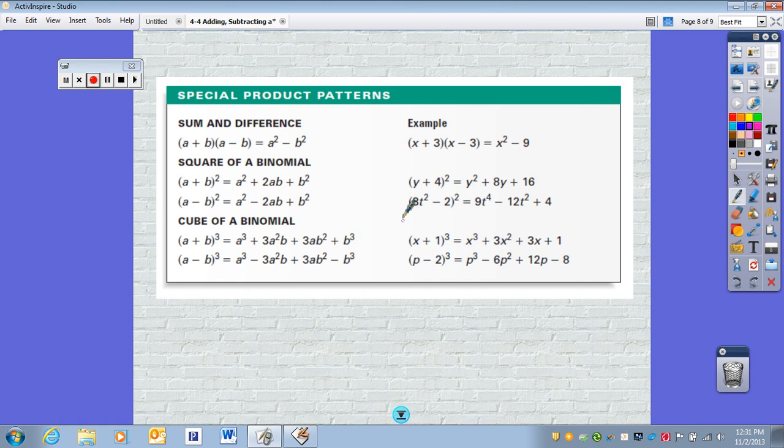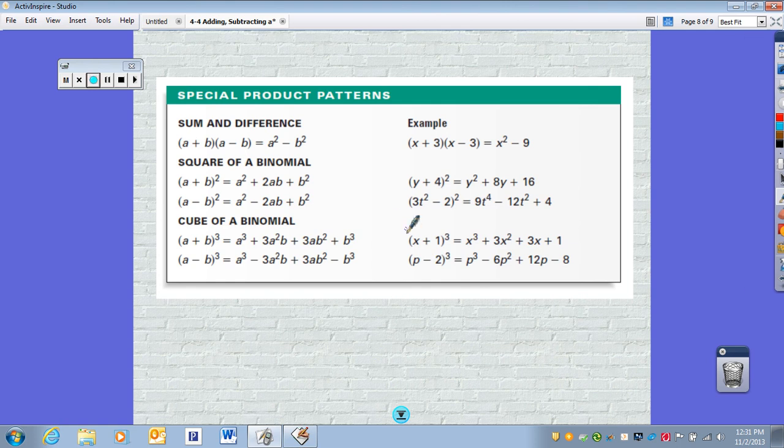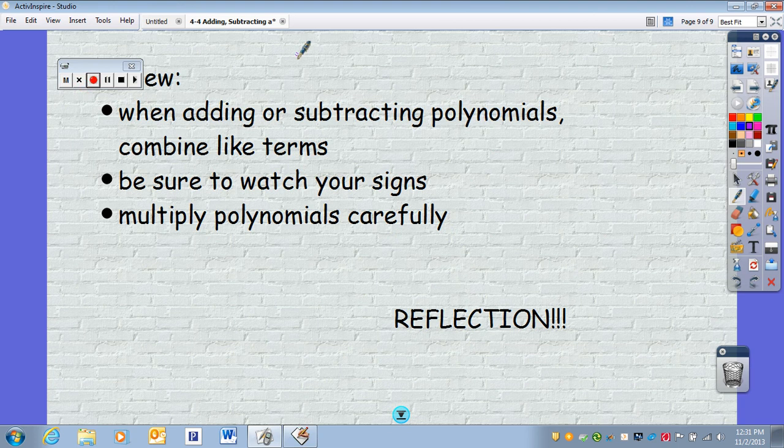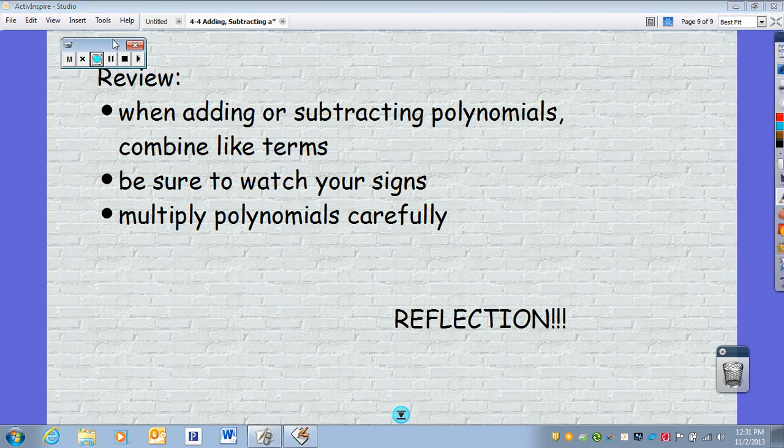Next, here I have the whole chart for you of special products, which would be your sum and difference, your square of a binomial, and then what's more, the cube of a binomial, if you would like to look at those special patterns. Remember when you are adding and subtracting polynomials that you are actually combining like terms, and be sure to put your final answer in standard form. Be careful of the signs, and then always make sure to multiply the polynomials carefully and do it in an orderly fashion.